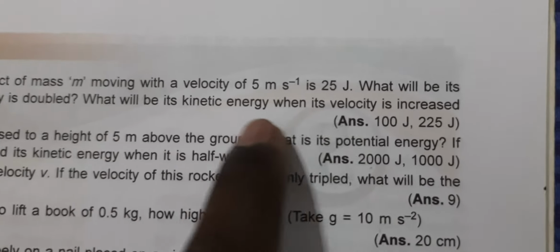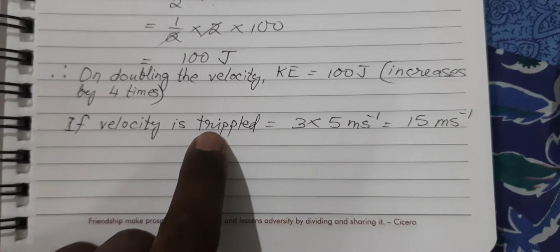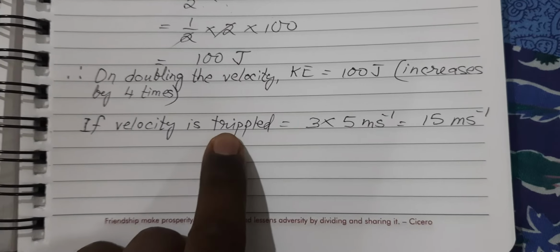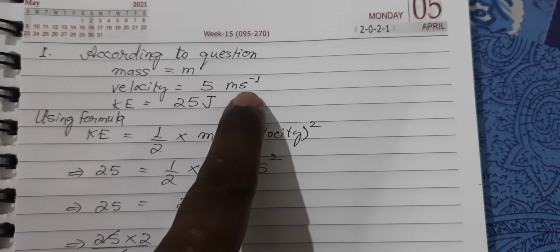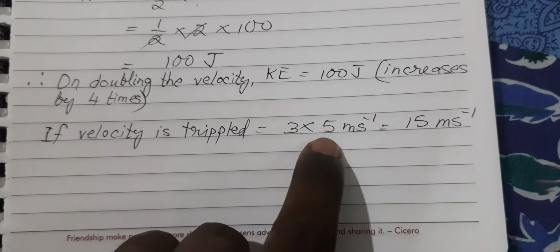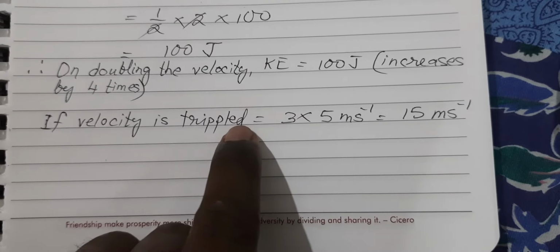Okay, the next, in the same question, now they are asking, what will be the kinetic energy if the velocity is increased 3 times? So if velocity is increased 3 times means tripled. So initially how much was the velocity? 5 meters per second. So 3 times of 5 is 15 meters per second. Mass, they haven't said anything about increasing the mass. So mass will be 2 kg here also.